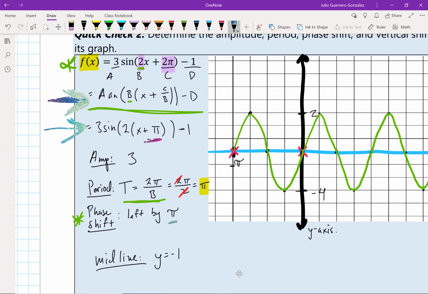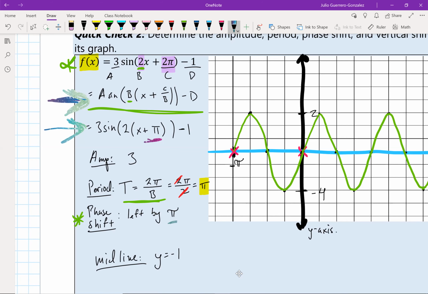So the same rule that you remember from chapter 1, the one where if it's negative, you move it toward the positives, and if it's positive, you move it toward the negative, right? That same thing still works. So in the first one, it says it's C over B. So you would put 2 pi over 2? Yep. That gave you pi. Okay, cool. Got it? Yeah.